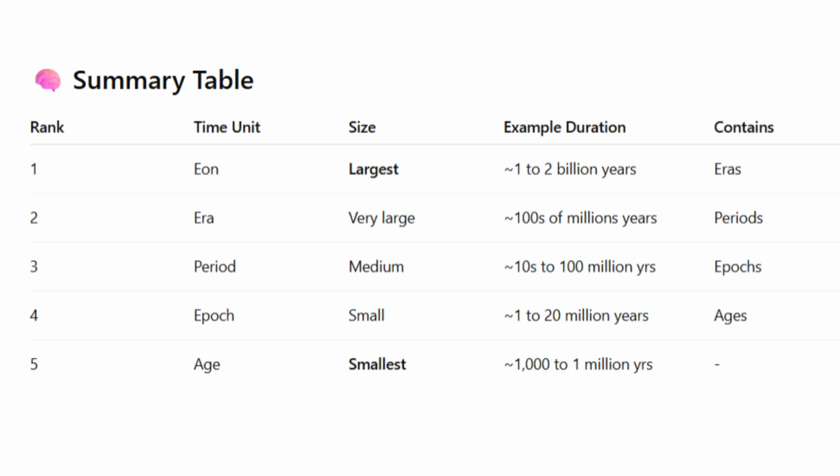Smaller still are the epochs, spanning a few million years each. These track changes in climate and life like the Holocene epoch, where humans began farming and building cities. And finally we arrive at the age, the smallest division of time. Each age may last a few thousand to a million years. For example, the Megalayan age, which began just 4,200 years ago, and continues to this day. From eons to ages, Earth's timeline is a staircase of change, and we are standing on the top step.